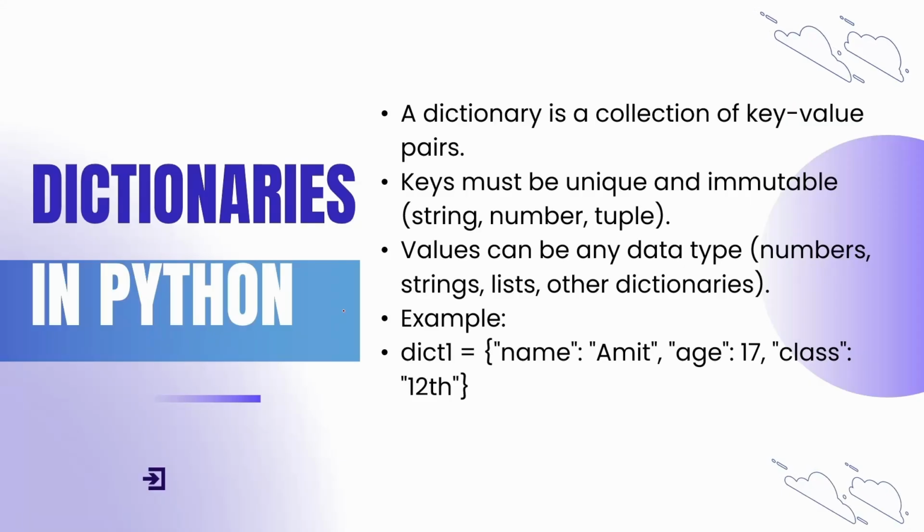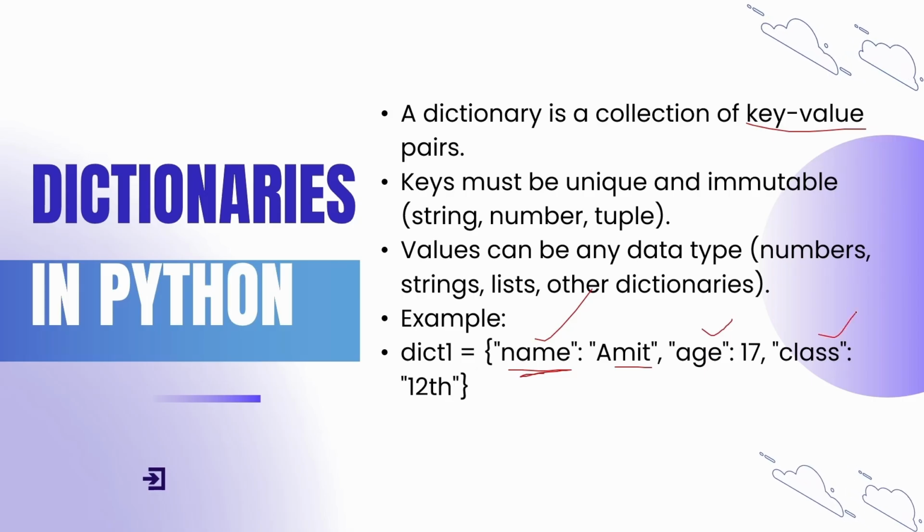Okay, so the next topic is dictionaries in Python. A dictionary is a collection of key value pairs. Like we have this example here, this is the key and this is the value. This name, this age and this class, these are the keys, and this Amit, 17 and 12th, these are the values. So a dictionary is a collection of key value pairs.